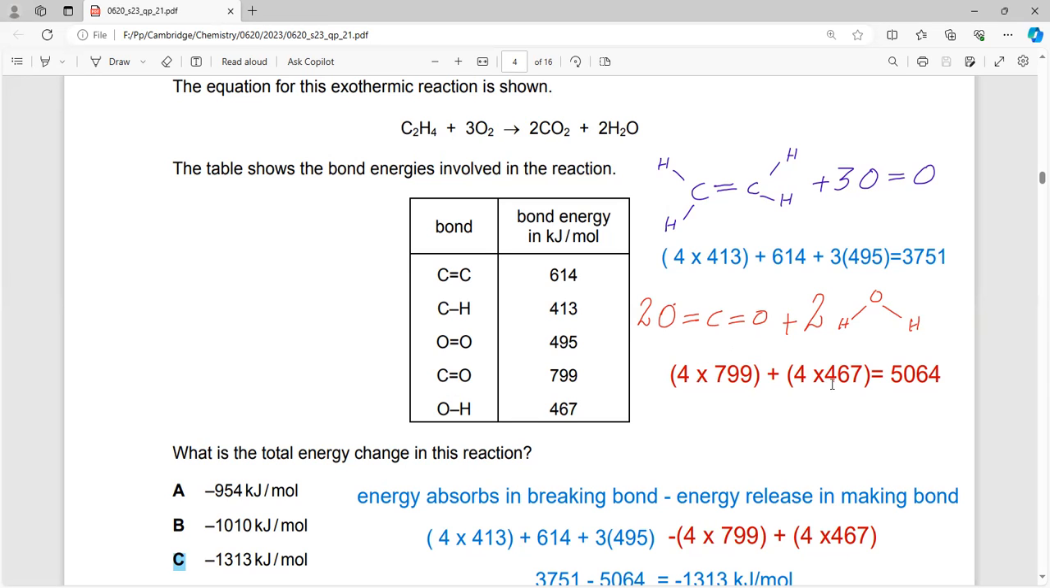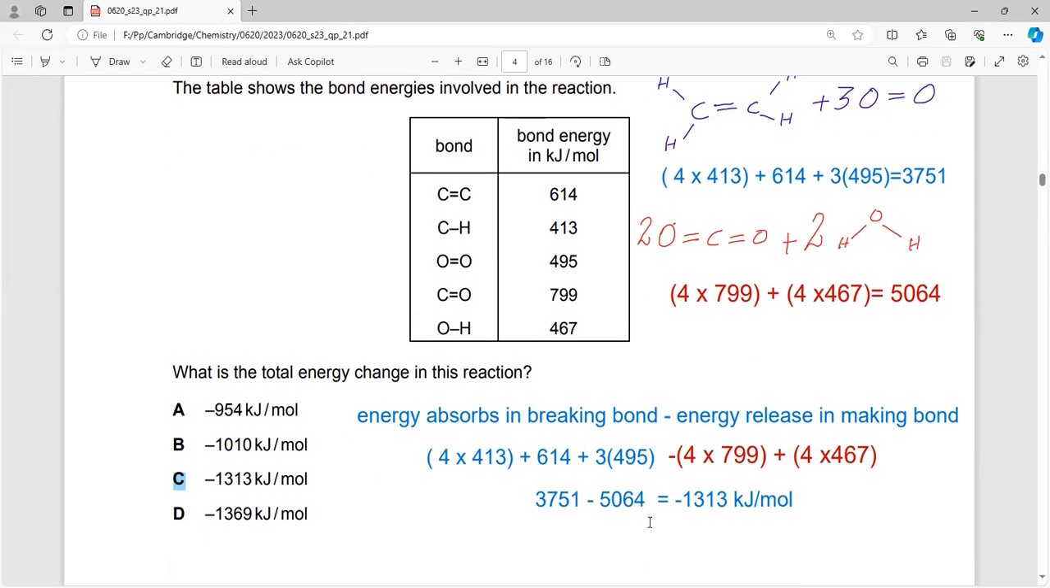So 4 multiplied by 467 will produce the product 5064. Now, we're going to calculate this value. Energy is usually absorbed when the bonds are being broken, while energy is released on the product side where the bonds are being made. So in this way, we calculate the reactant side, and that's represented as positive.